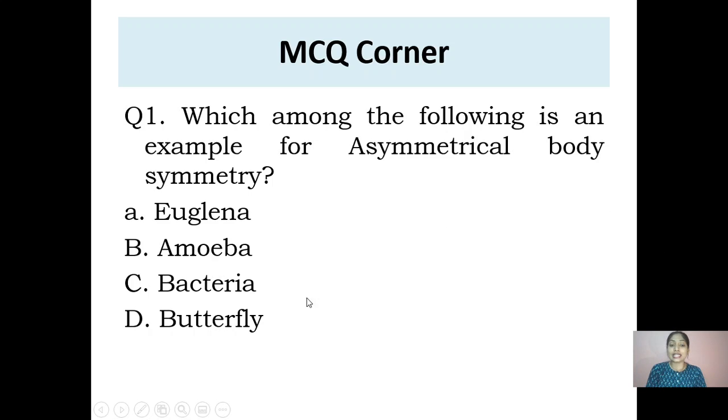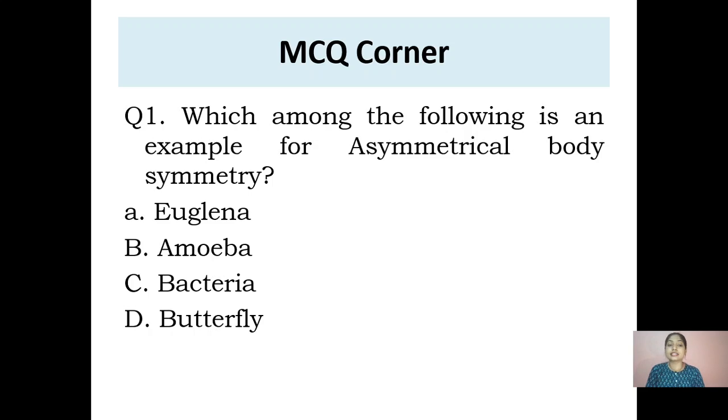In the very first slide, we learned that butterfly is having bilateral symmetry. That is, when cut along the central axis of plane, we are getting two equal halves. So therefore, butterfly can't be the answer. Even bacteria can be cut along different planes to get almost two equal halves, so bacteria can't be an answer. Euglena also, when cut along the central axis, we are getting two halves. So therefore, euglena also can't be an answer.